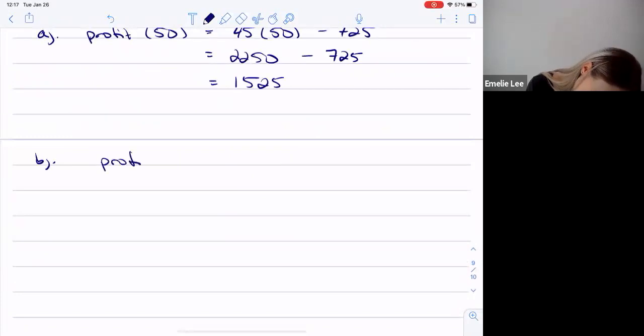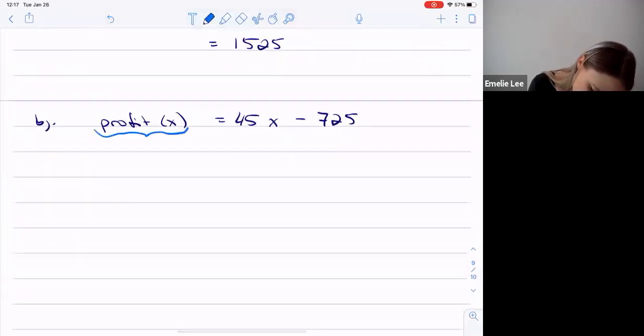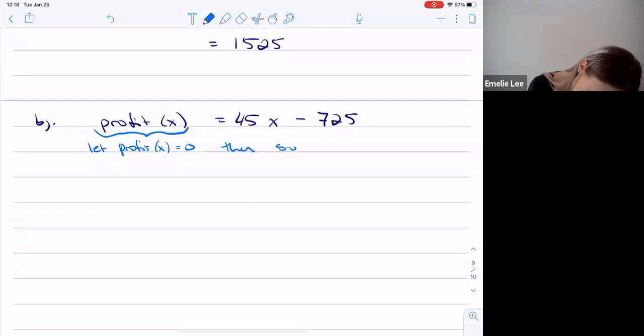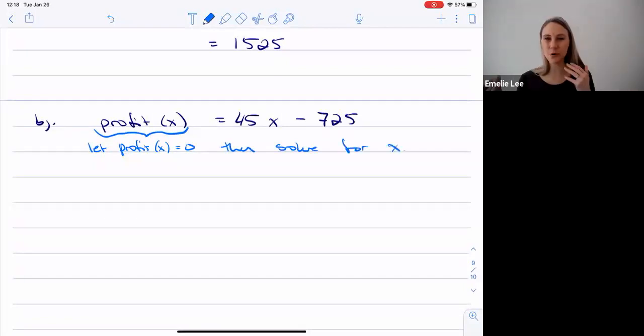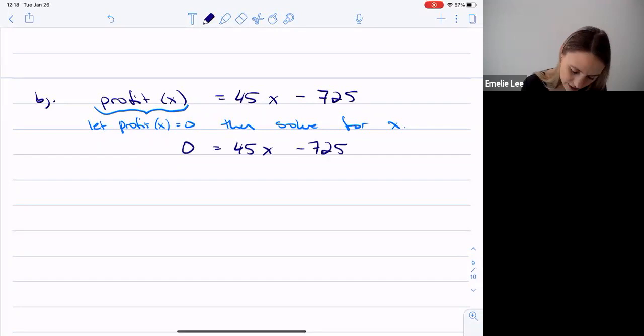So what I want to have is, I'm just going to copy out my profit of X is 45X minus 725. And then let the profit of X equal 0. So then I need to solve for X. How many hours do I need to work in order to get zero profit? So now I have 0 equals 45X minus 725. And I think if you were just given this word problem, you would be able to pick your way to the solutions, but now we've got this structure of the function that's going to help us solve things a lot easier.